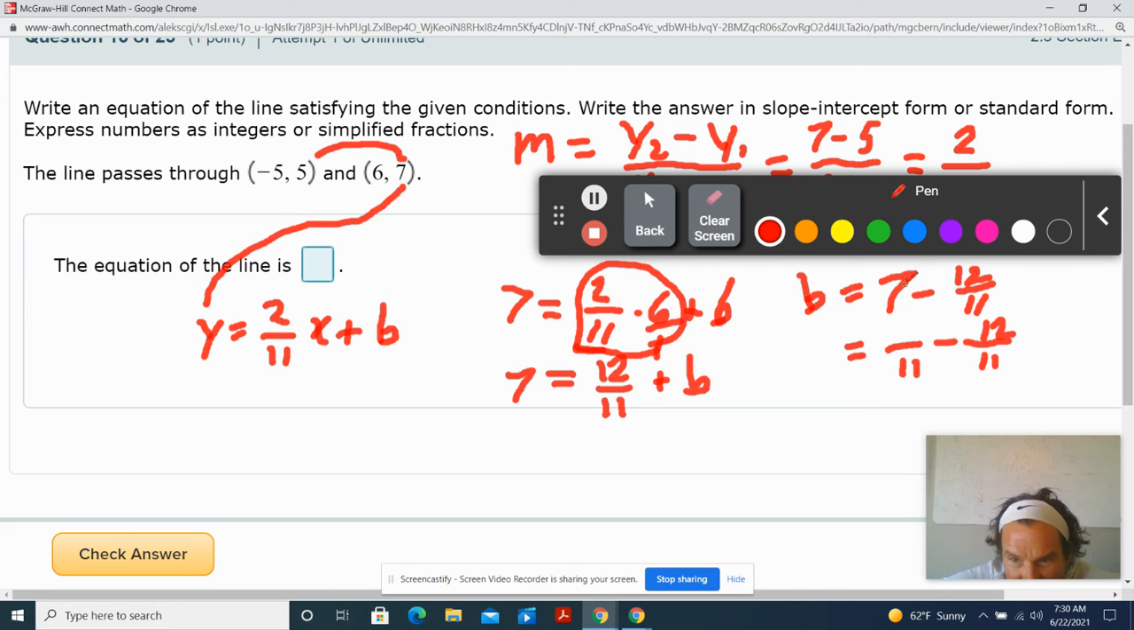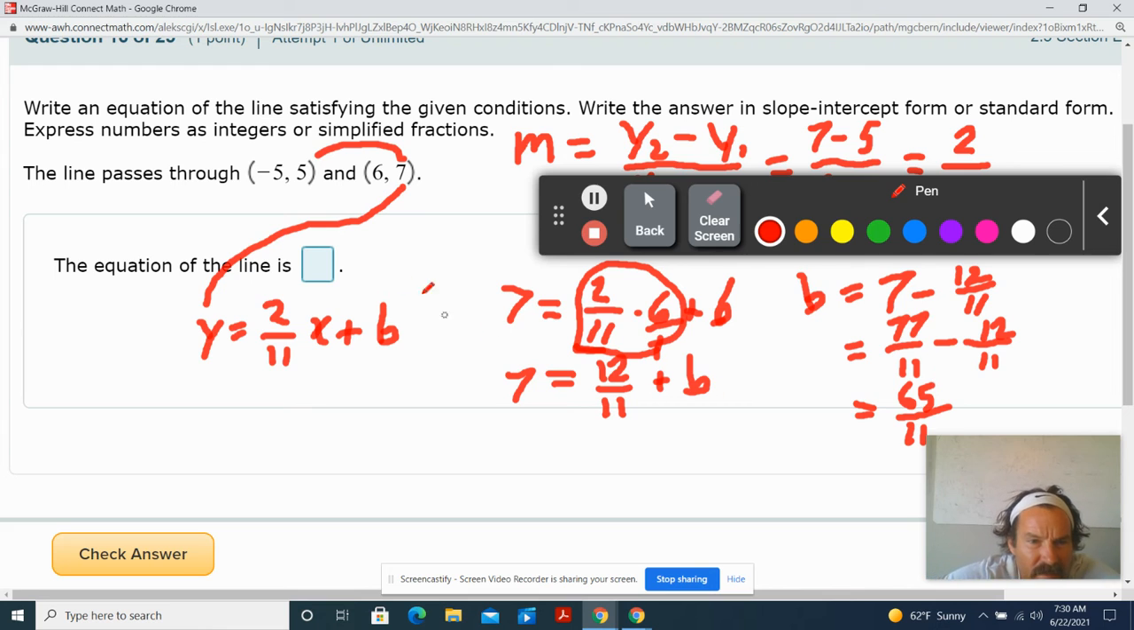Now, how do I make a 7 into something over 11? Let's see, what number divided by 11 is equal to 7? I think that's 77. 77 divided by 11 is equal to 7. I'm subtracting a fraction from a whole number, and this is just the way I do it. There's probably other ways. Now I have to take 77 minus 12. 77 minus 12 is, I believe, 65. This is a little ugly, but it doesn't ask you to graph it. The y-intercept is actually a fraction, 65 over 11.